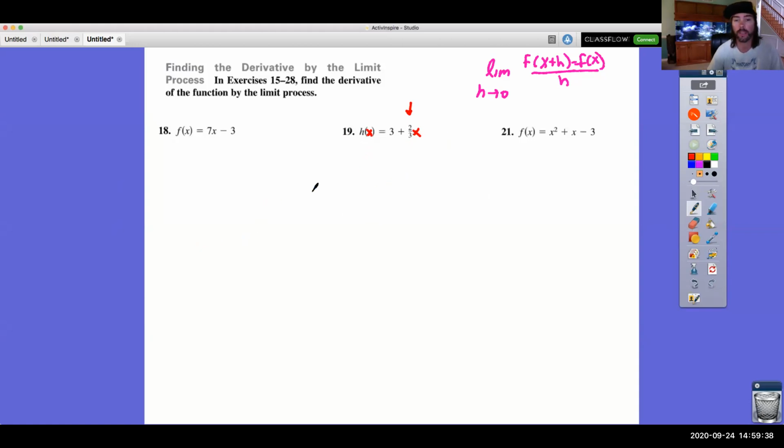But let's do the limit definition. If I didn't put x's, I would just have an s up here in the formula, but that's irrelevant. Limit as h goes to 0 of 3 plus 2/3 (x plus h), because I'm plugging in the x plus h, minus the original function, f of x, 3 plus 2/3 x. Don't be afraid to use those brackets so that you don't forget to distribute that negative, over h.